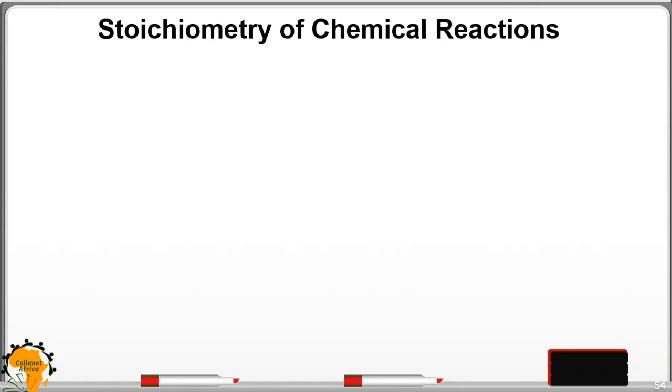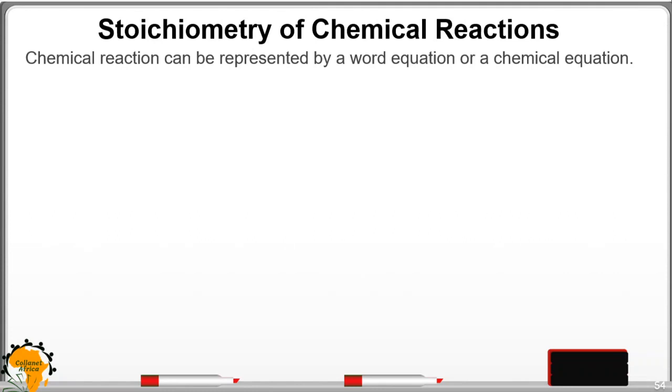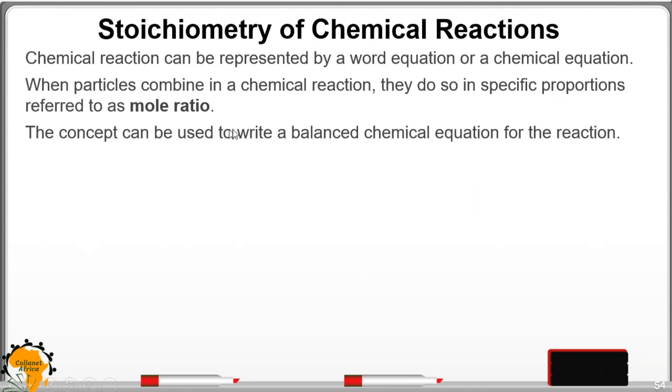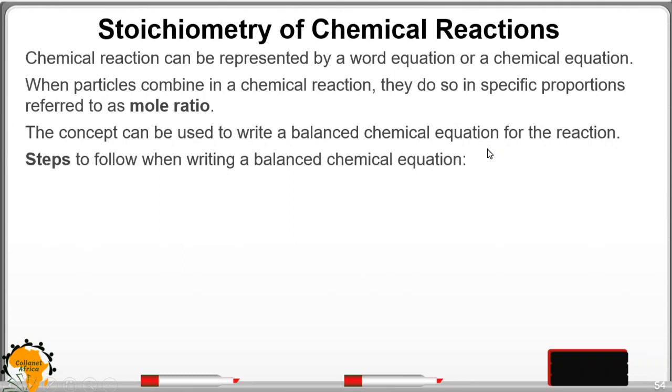In this lesson, we are going to look at stoichiometry of chemical reactions. Chemical reactions can be presented by a word equation or a chemical equation. When particles combine in a chemical reaction, they do so in certain specific proportions referred to as mole ratios. The concept can be used to write balanced chemical equations for the reaction.